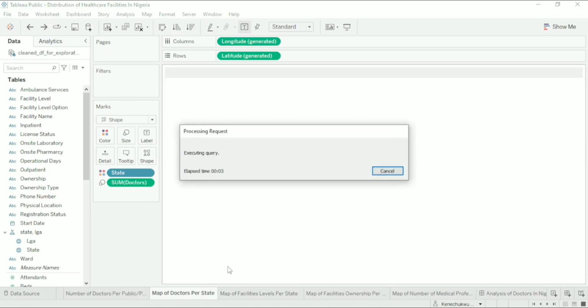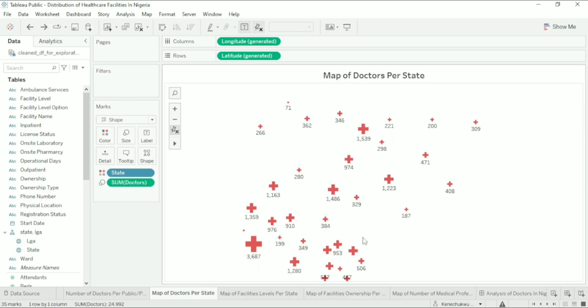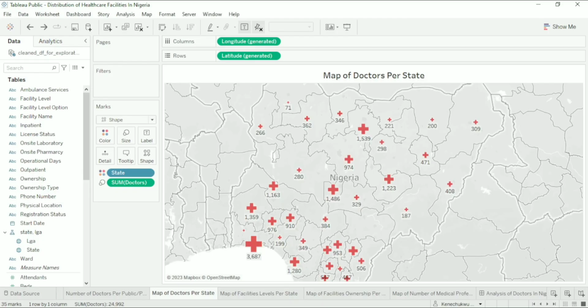Then for the maps, it's loading. For the map, I did a map for all the states. Now for this map, we are lacking 2 states which we didn't have the data for. We are lacking Benue and, okay, I have to turn on my internet connection so it can load. We'll continue. So now I've turned on the internet connection.